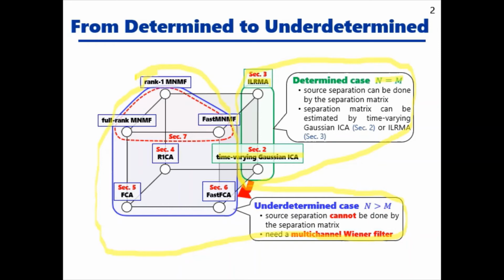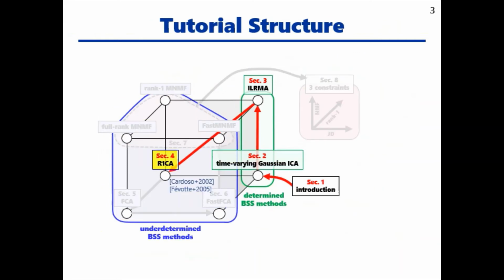They are even applicable to the underdetermined case where there are more sources than microphones. In this case, source separation cannot be performed by just applying the separation matrix, and so we need a multi-channel Wiener filter. In this section, we introduce a method for underdetermined BSS proposed by Cardoso and others in 2002.